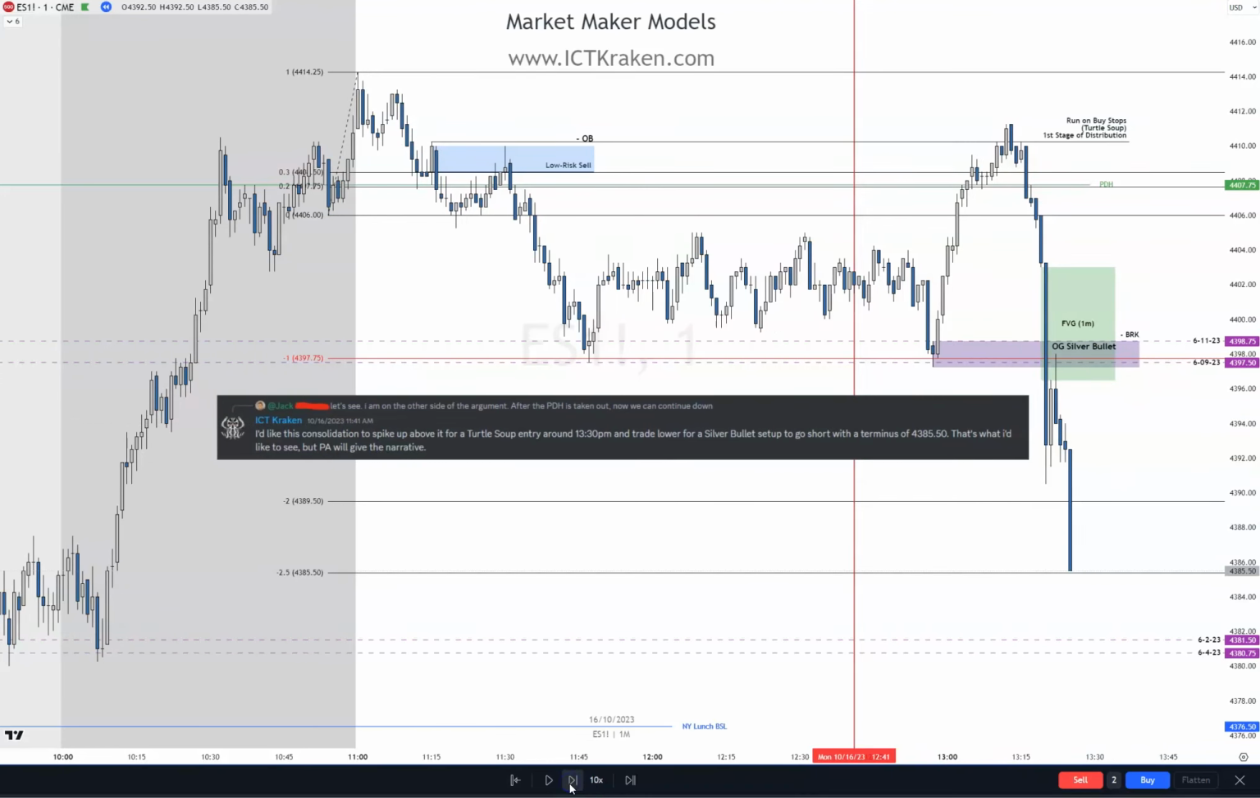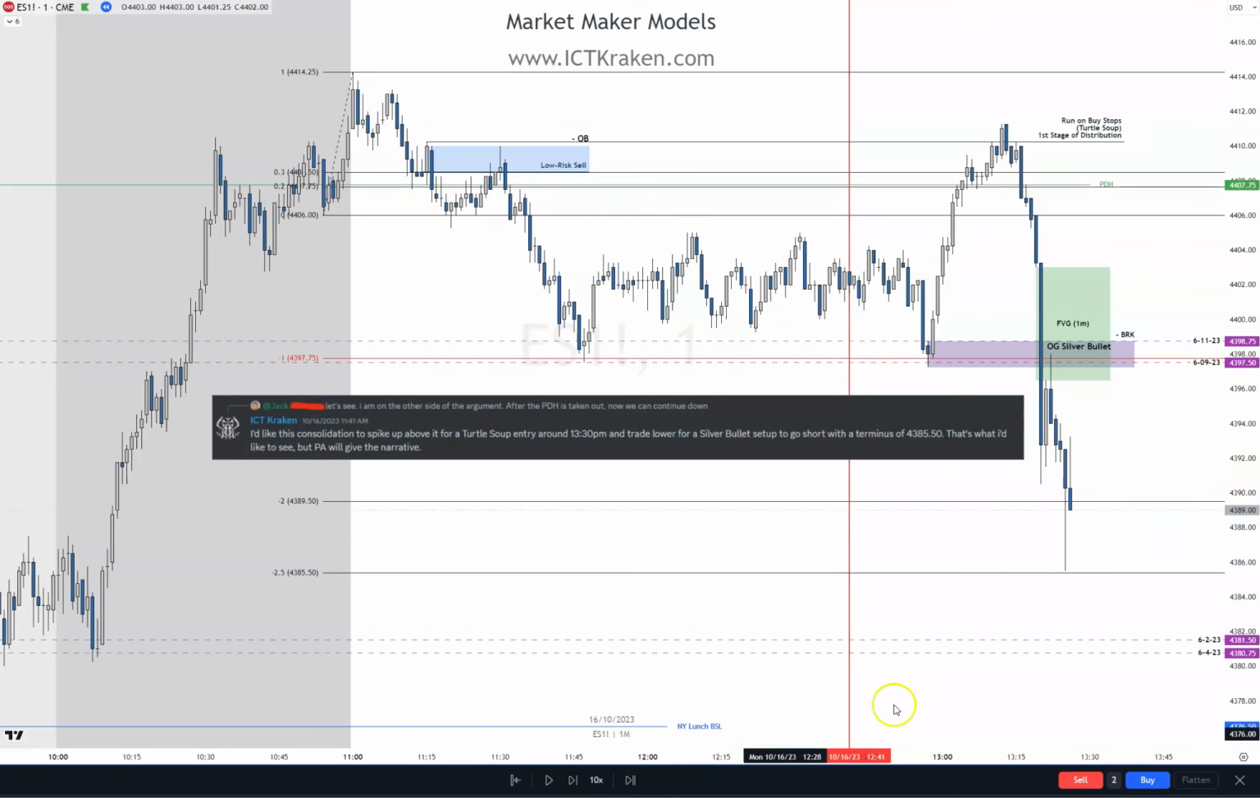And where's it target? Okay, look at that. This candle right here, if you look at the low right over here, on this candle right here, the low, 43.85.50. Look up here again, just to show you. 43.85.50.